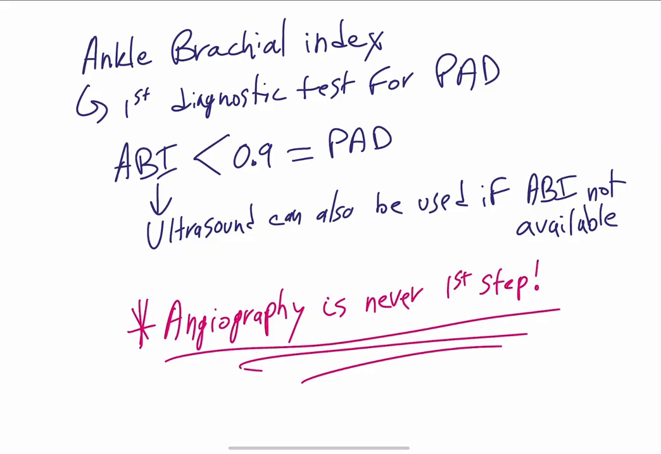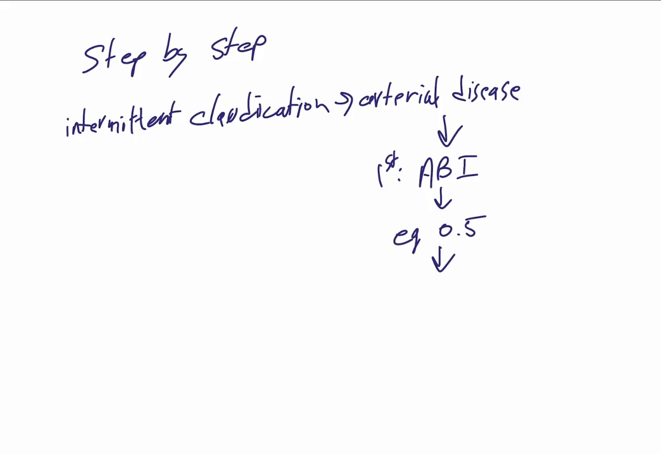The USMLE can give you a question where ultrasound is listed instead of ankle brachial index. So most of the time, the vast majority of the time, ABI will be correct. However, you also have to know that ultrasound can be another option. Now, what will never be a correct first step will be angiography. So just forget about that completely as a first initial diagnostic tool.